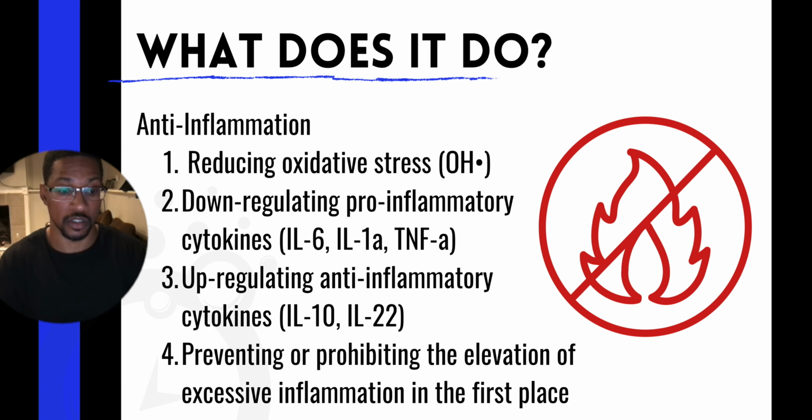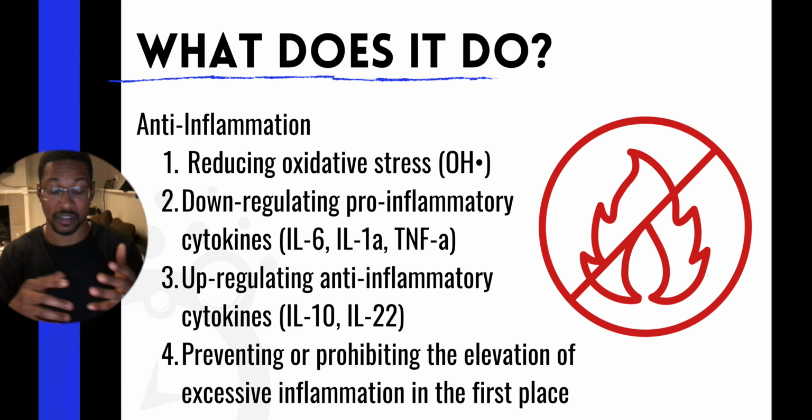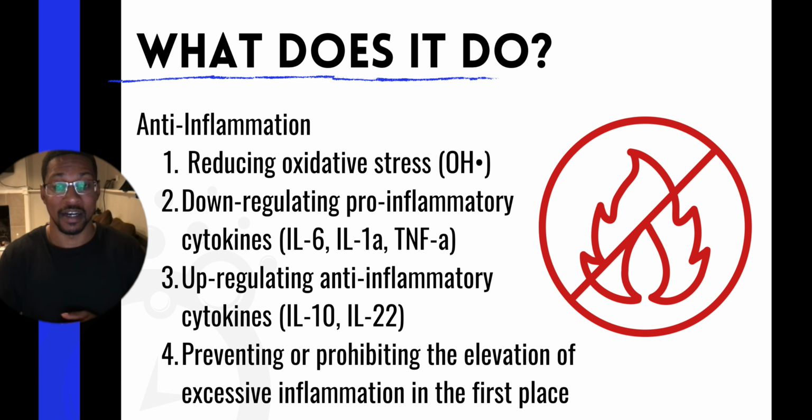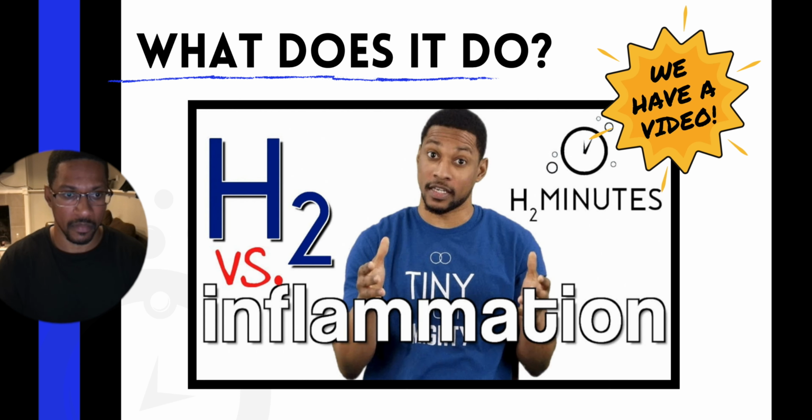or interleukin-22. And then hydrogen has the potential to prevent or prohibit elevated levels of excessive inflammation in the first place, and it can do this by just regulating the immune system or particular immune cells in general, such as mast cells or macrophages, or different other molecules like chemokines. So hydrogen's anti-inflammatory effects are pretty remarkable as well, and it's definitely why you should be on hydrogen therapy. So we actually talk about this effect in this video.